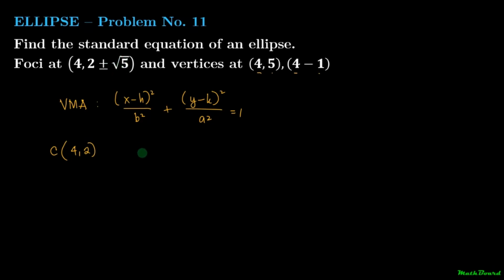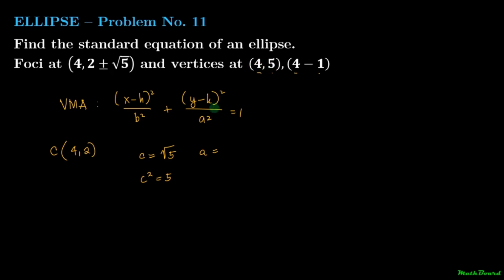This means that c equals square root of 5, and thus c squared is equal to 5. Okay? Then, to find the value of a, you just have to find the distance from the center to any of the two vertices. Either (4, 5) or (4, negative 1).